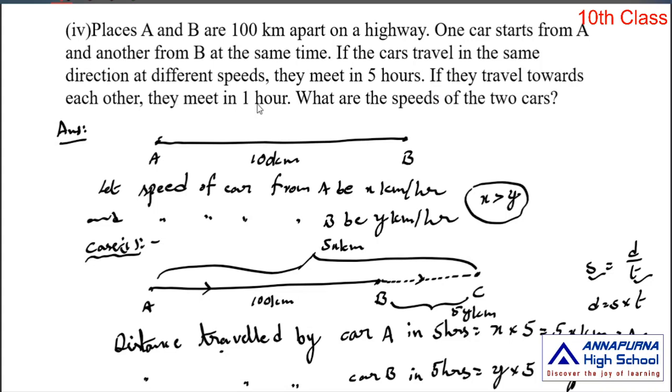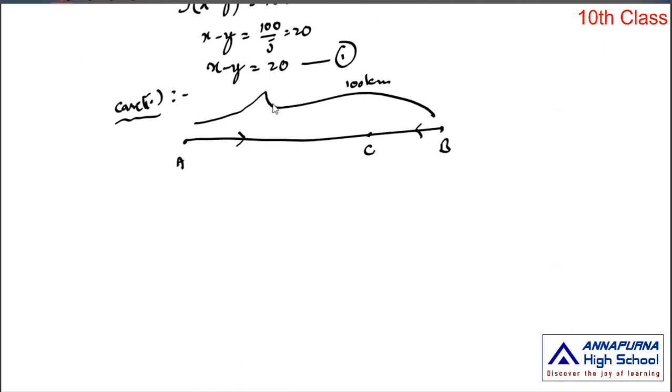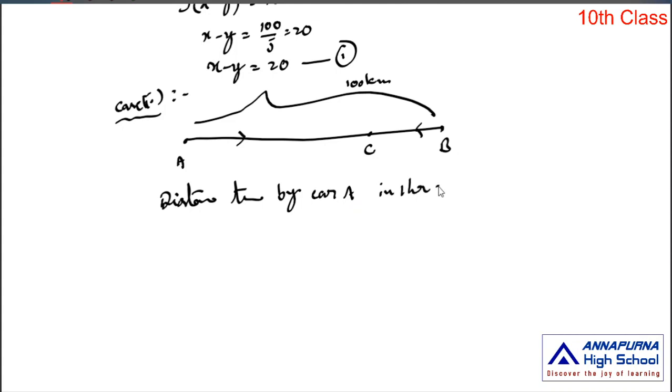That means these two cars' traveling times are the same. So to reach the point C, car A takes 1 hour and car B takes 1 hour. Now find out the traveling distance in that 1 hour. Distance traveled by car A in 1 hour is equal to x into 1. So car A travels at x kilometers per hour and it travels for 1 hour.